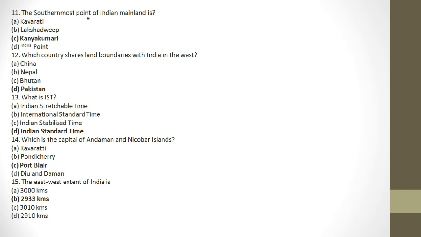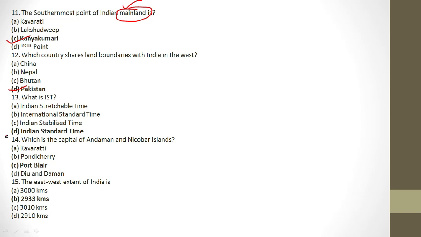The southernmost point of Indian mainland is Kanyakumari, because we have already studied that the Indira Point, which used to be the southernmost point, got submerged. Now it has come to Kanyakumari. Which country shares land boundaries? And remember, it is asking about the mainland. Clear? So which country shares land boundaries with India in the west? From the options you can easily find out the answer is Pakistan.